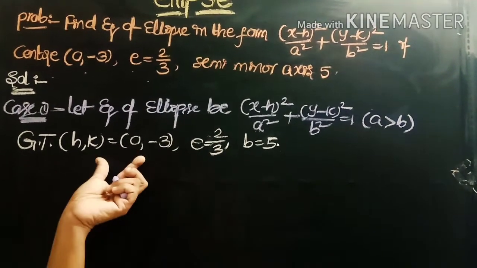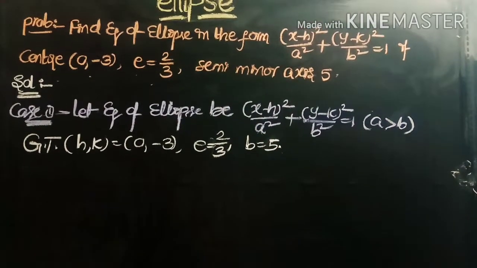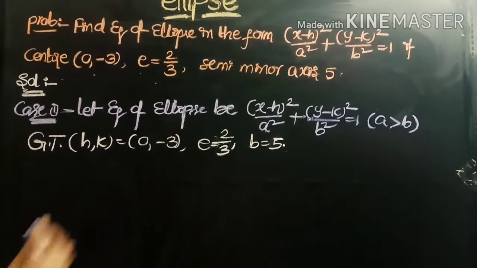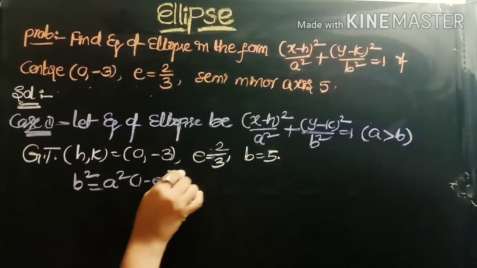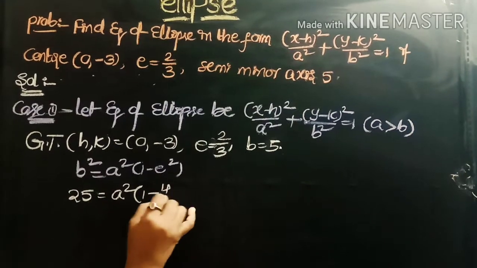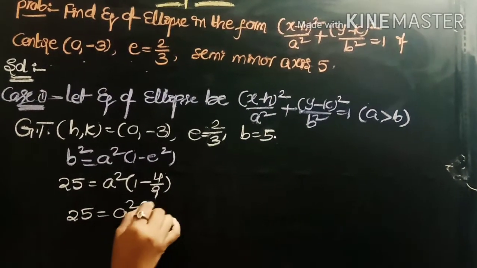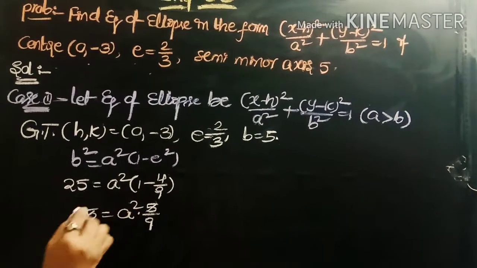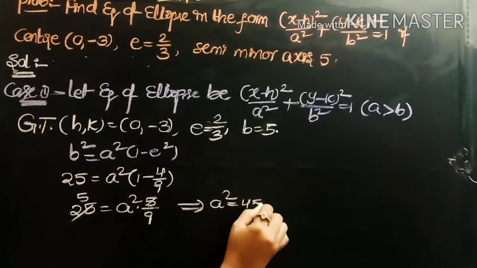Already here we have that h, k value, b value. Now we want to find the value of a only. So we are finding the value of a by using the formula b square is equals to a square into 1 minus e square. Now replacing the values, 25 is equals to a square into 1 minus 4 by 9. That is 25 is equals to a square into 5 by 9, which implies the value of a square is equals to 45.